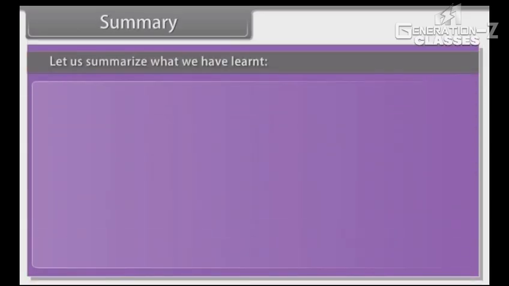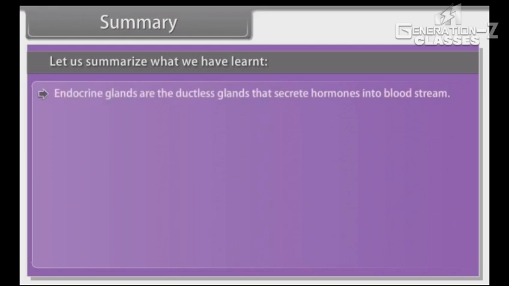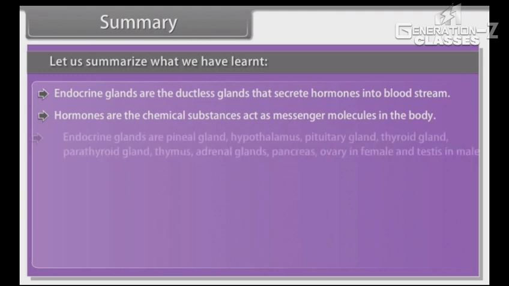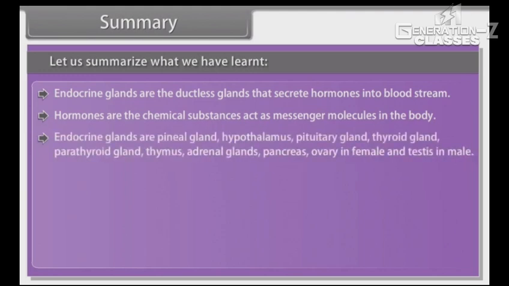Summary. Let us summarize what we have learnt. Endocrine glands are the ductless glands that secrete hormones into the bloodstream. Hormones, or the chemical substances, act as messenger molecules in the body. Endocrine glands are the pineal gland, hypothalamus, pituitary gland, thyroid gland, parathyroid gland, thymus, adrenal gland, pancreas, ovary in female, and testes in male.